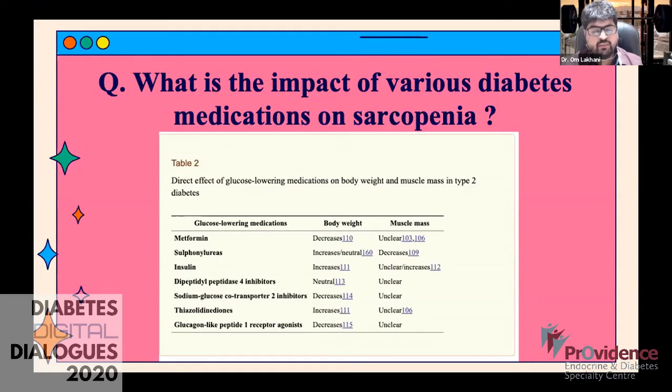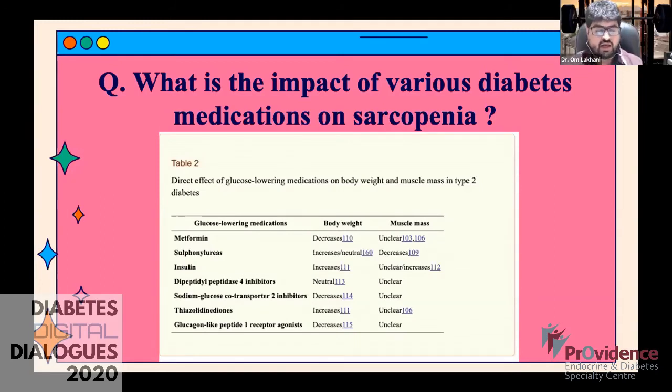But insulin, remember, and perhaps sulfonylurea, we're not very clear about it, but insulin definitely increases the muscle mass. Insulin is anabolic in nature, and it increases the muscle mass, and hence it has a positive impact as far as sarcopenia is concerned. So you have a poorly controlled diabetic with sarcopenic obesity. Giving insulin may cause weight gain, but there is also an increase in muscle mass, which is the interesting aspect of using insulin.